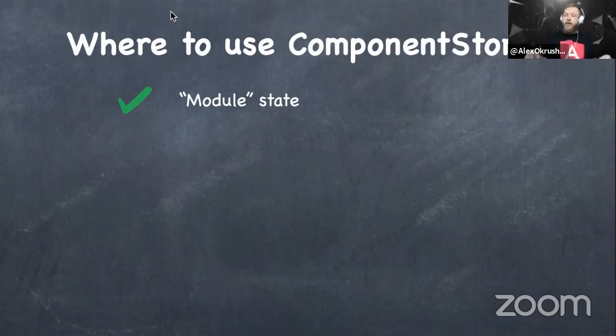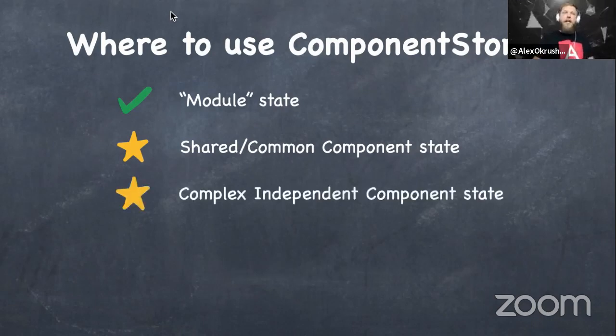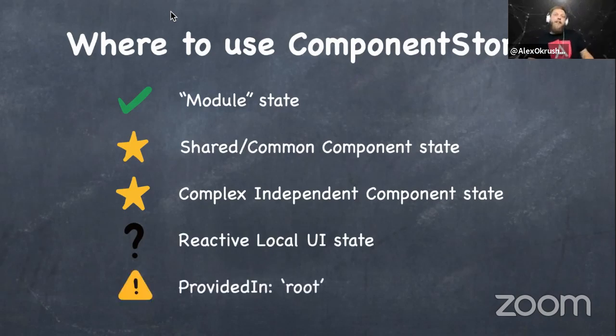Anyhow, so where should we use it? First of all, module state. But again, be careful for the module to be small, and I'll get to that in a second. Second one is the shared or common component, and its state. This is what actually led to the birth of this component store. Then complex and independent component state. The reactive local UI state, with a question mark, I'll get to that in a second. And the provided in root, that one is like even a warning sign. Please try to not do that. And if you do that, you really have to understand how component store works.